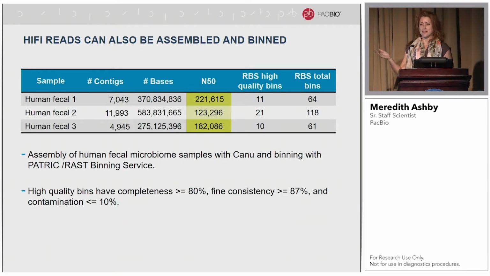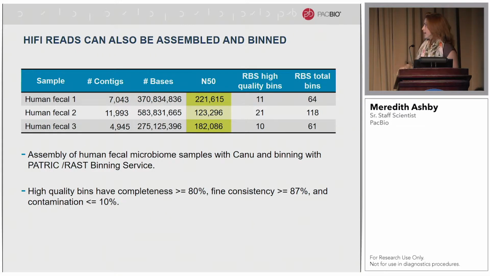Of course, assembly is even better, right? And if you have species that are highly abundant, assembling them makes gene discovery even more powerful, of course. And so here's an example we did, taking the same 3 samples and assembling them using Canu, and then following up on that by using one of the more common binning tools, which is called RBS, through the PATRIC website, where they have all kinds of great metagenomics tools listed.